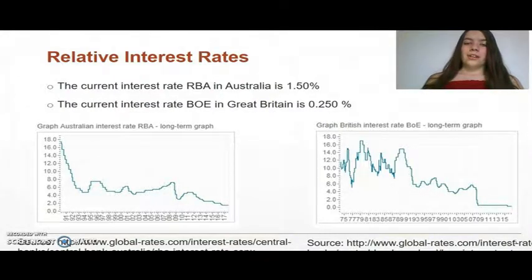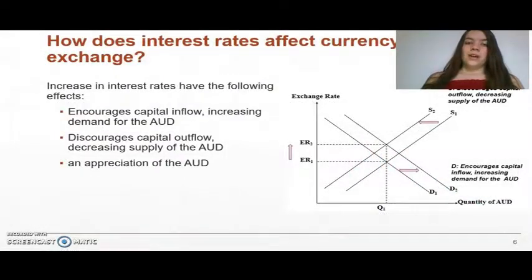The current interest rate in Australia, according to the Reserve Bank of Australia, is 1.50%. The current interest rate in Great Britain, according to the Bank of England, is 0.250%. So how do interest rates affect currency exchange? As Australia has a higher interest rate than Great Britain, it encourages capital inflow, which increases demand for the Australian dollar, and it discourages capital outflow, as this results in a decrease in supply of the Australian dollar.